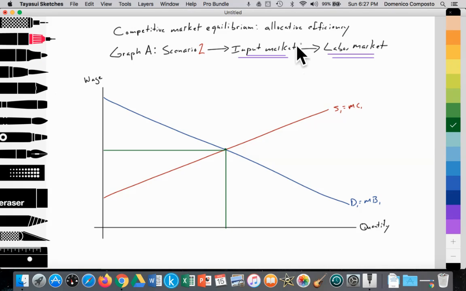Hello, this is Domenico with Easynomics, and we're going to move on to scenario 2 in our illustration of allocative efficiency on an input market or labor market. Again, remember that the rule for allocative efficiency is producing where MB equals MC. Eventually the market will gravitate towards the point where supply equals demand. We'll have an equilibrium wage here, an equilibrium quantity here, and at this point MC equals MB.